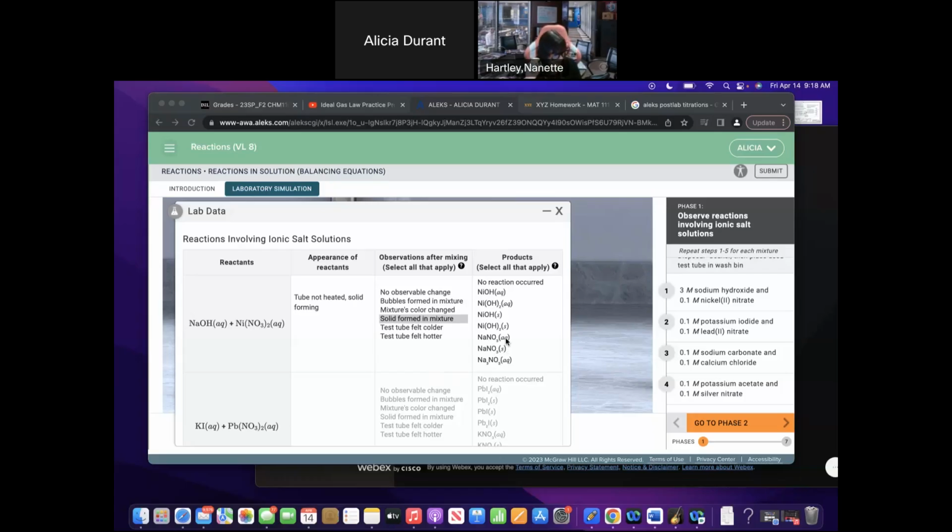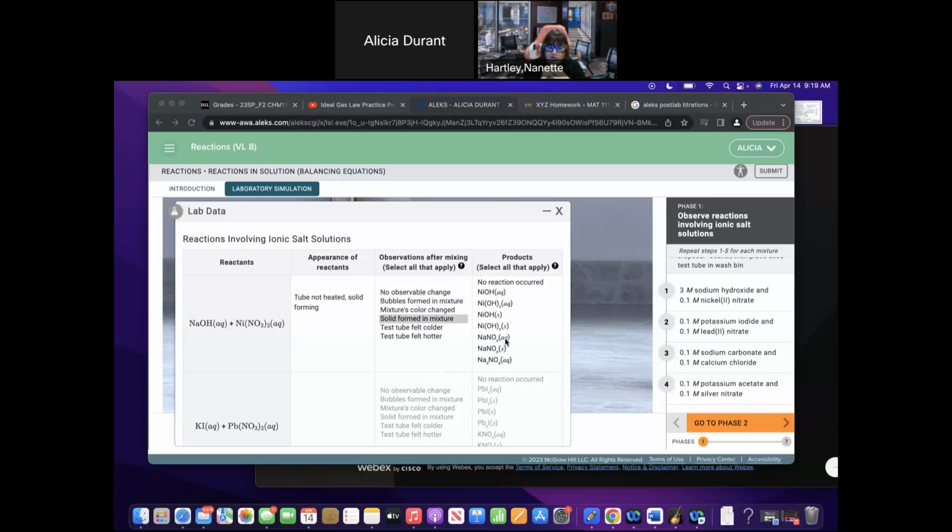And of course, if I look, I can see that, where's that rule? Oh, except for those in rule 1, carbonates, hydroxides, oxides, and phosphates are insoluble. That's rule 5. So I know that that hydroxide is insoluble, so it's going to be a solid. Right. So you need to select the NiOH2 solid and the NaNO3 aqueous.